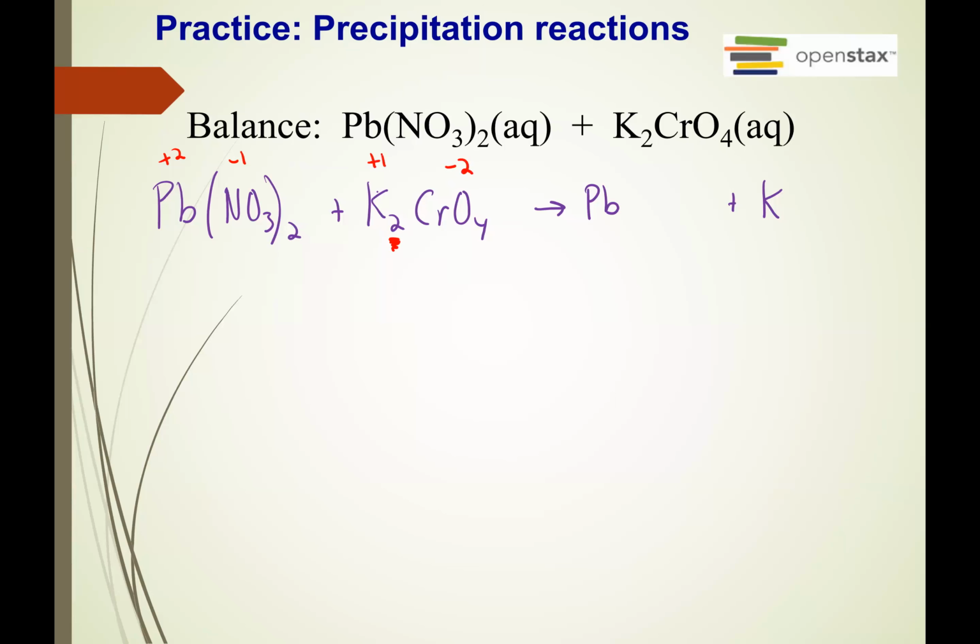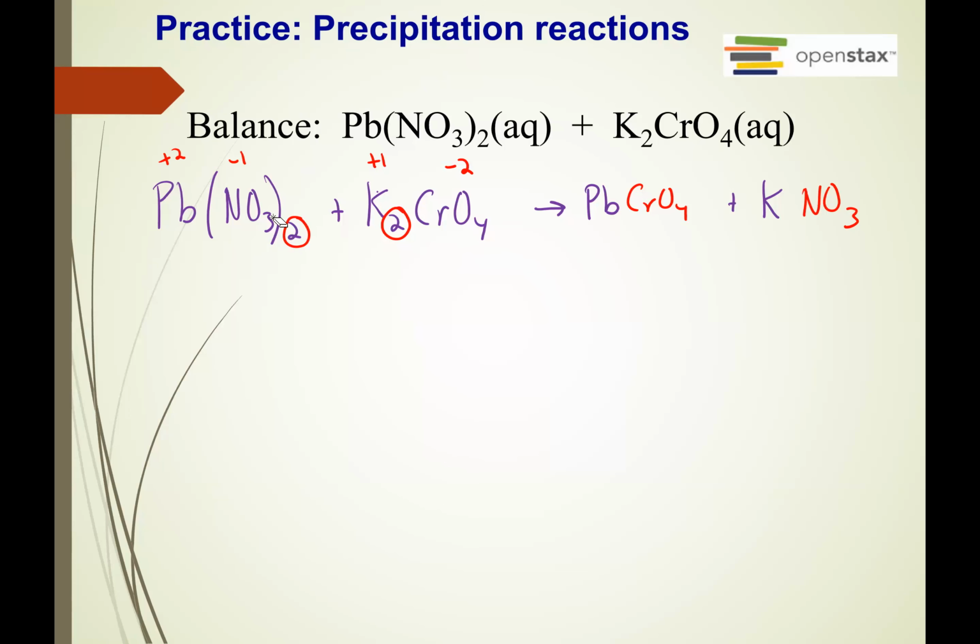Now, why is this 3 there? Because it's part of the polyatomic ion nitrate. So when we switch these ions, we're not going to take the coefficients, or the subscripts. We only take the subscripts of the polyatomic ions. So when we exchange these ions here, it's PB, CrO4, and K, NO3. I did not take this 2 and I did not take this 2.